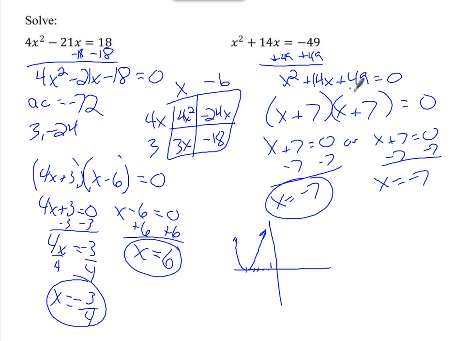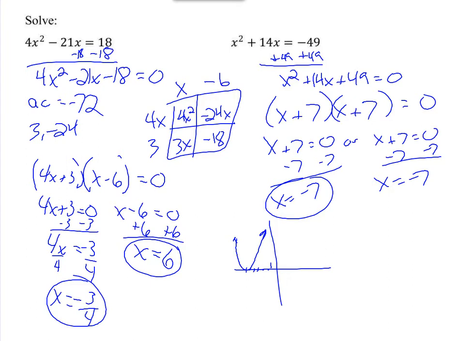Incidentally, do we know what this trinomial would be called? We wound up with, basically I could write this as x plus 7 squared. It is a perfect square trinomial.